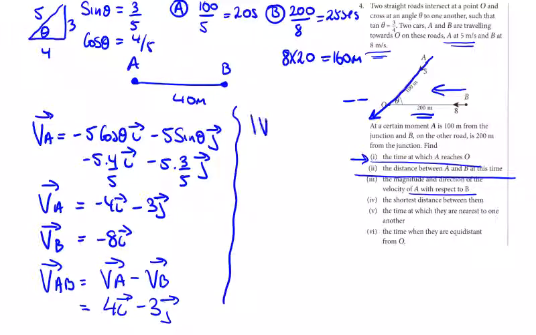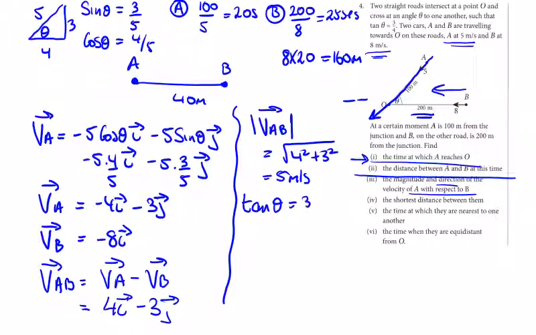So the magnitude of the velocity of A relative to B is the square root of 4 squared plus 3 squared, which is equal to 5 meters per second. Are we asked for the direction? Yes, the tan of theta is 3 over 4, so theta is 36.87 degrees. That comes up a lot. And what direction is that going? It's going positive I, negative J, so it's south of east.